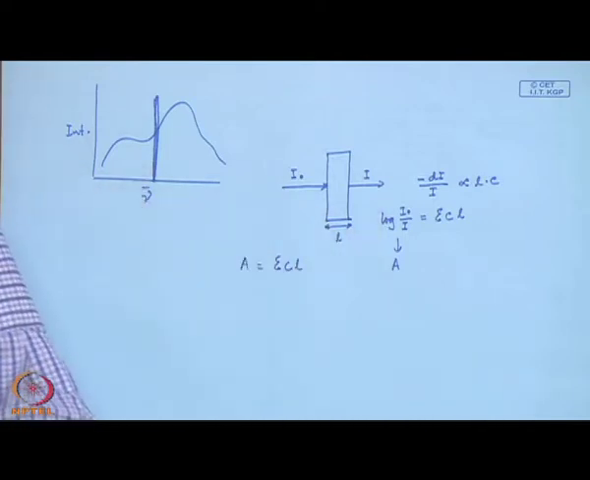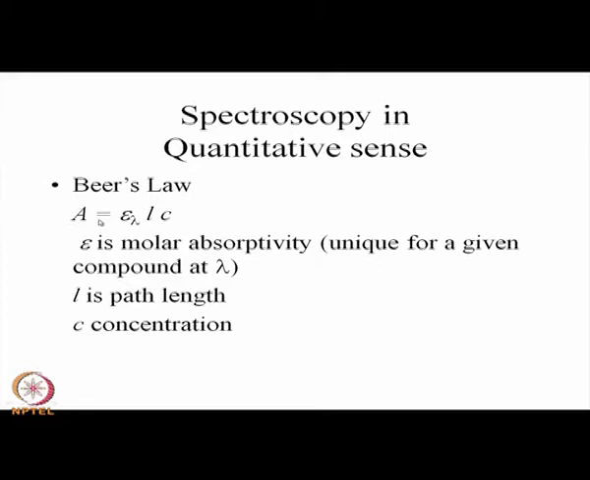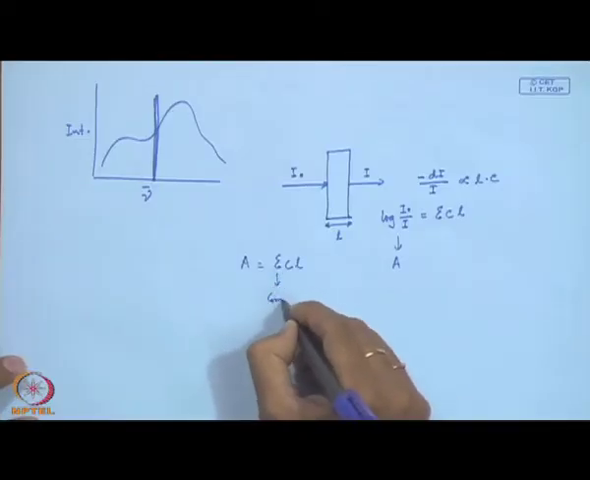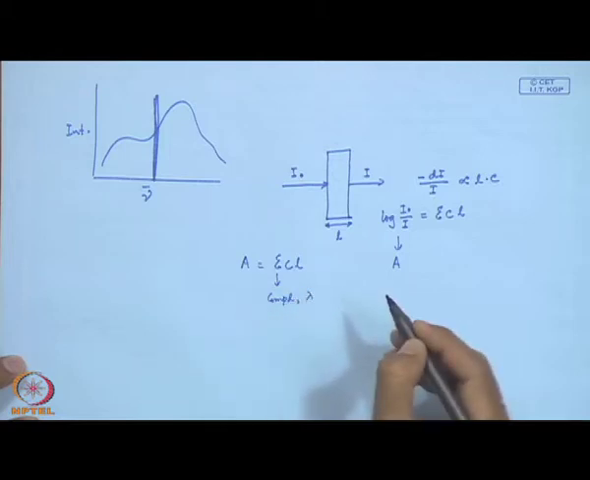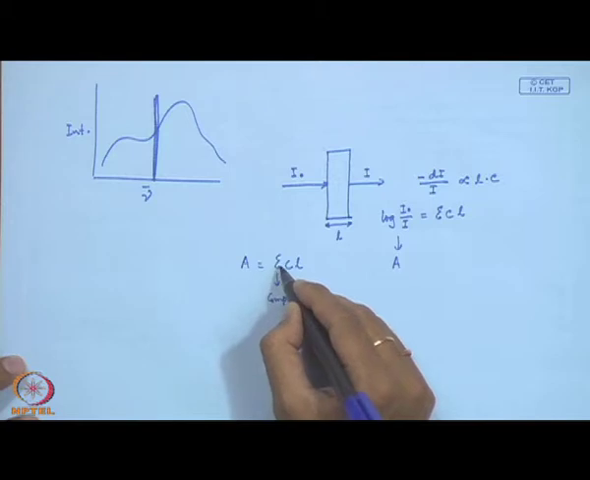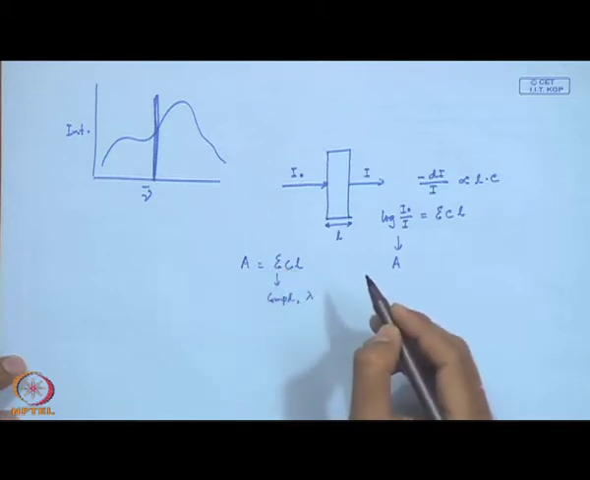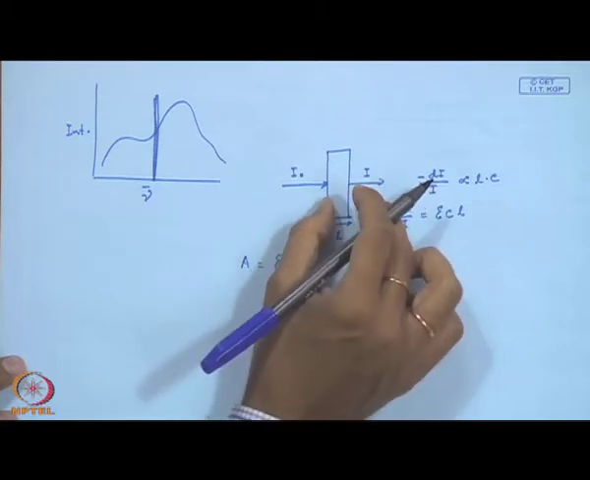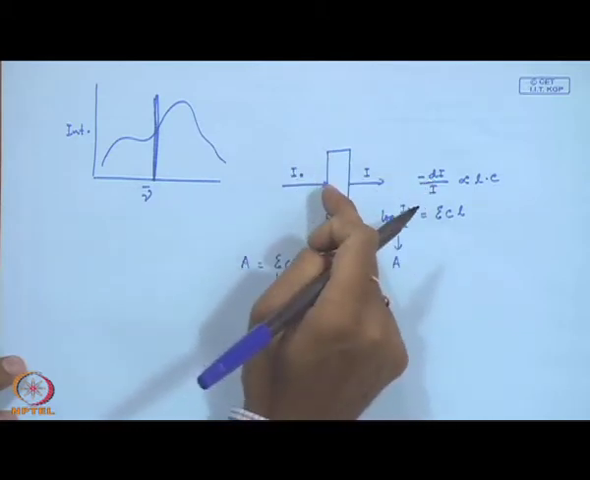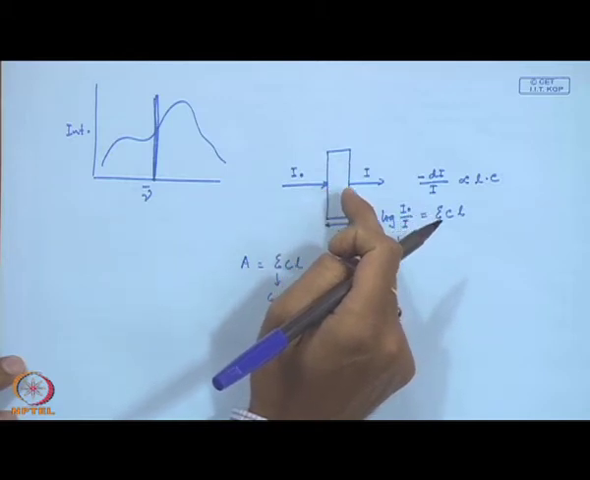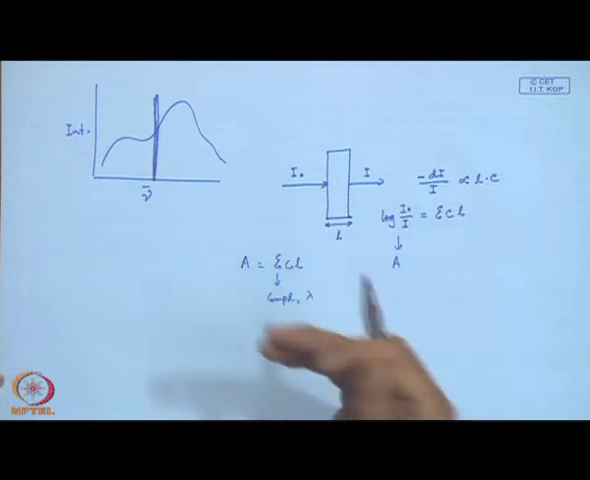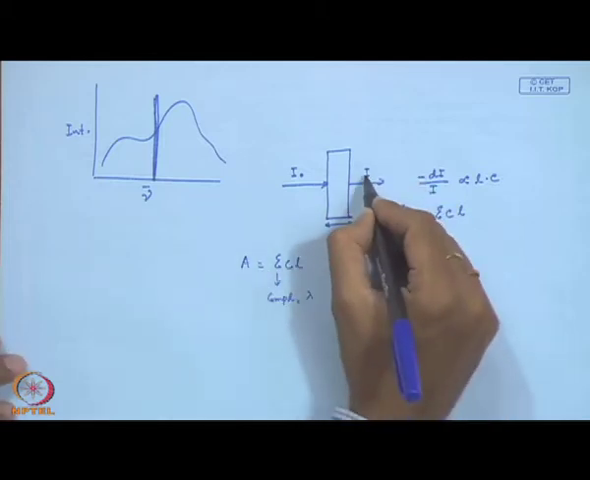Here A is called the absorbance, or sometimes the OD, optical density. Epsilon is called the molar absorptivity or molar extinction coefficient, which is unique for a given compound, and it depends on the compound and also the wavelength. It is very much wavelength specific. If you change the wavelength, then epsilon will also change. L is the path length, because if you have a larger path, then the radiation has a chance to interact with more molecules, so there will be more chance of diminution of its intensity.